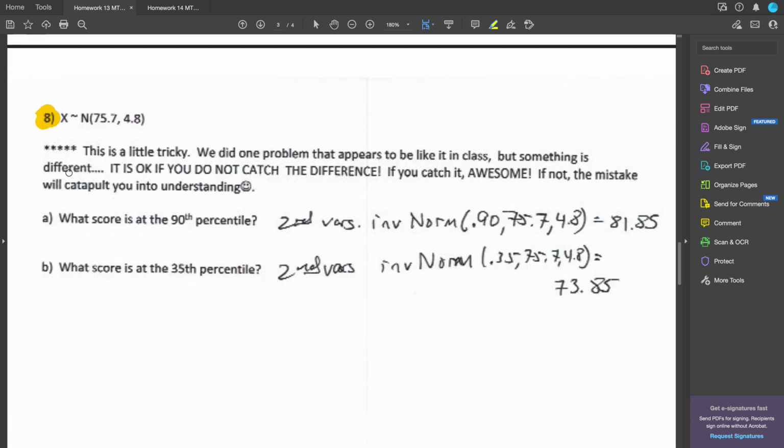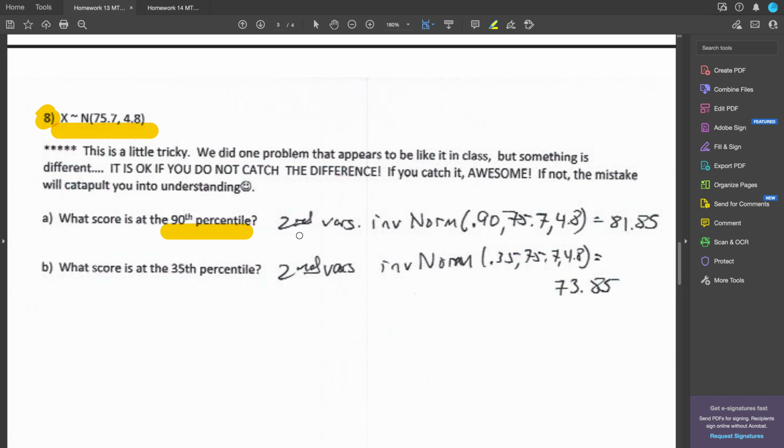Next up, this is telling you it's normally distributed because of the X tilde N. Remember, if it was uniformly distributed, it would be X tilde U. It wants to do the 90th percentile. Since it's normally distributed and you want the 90th percentile, could you use the table to do this? Absolutely you could. Much more difficult, much more confusing. So instead we go with the calculator.